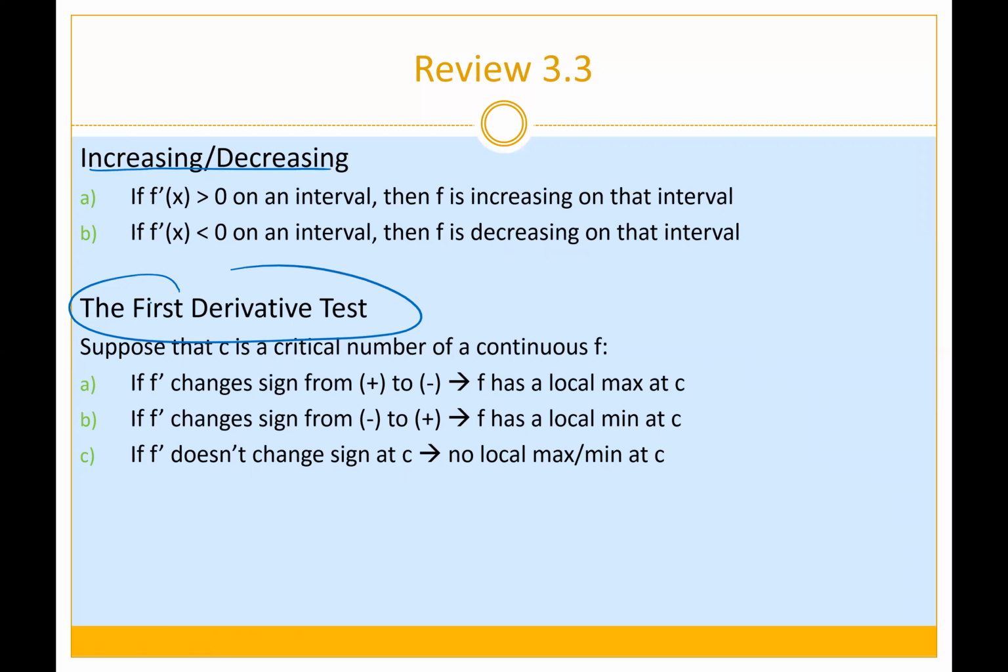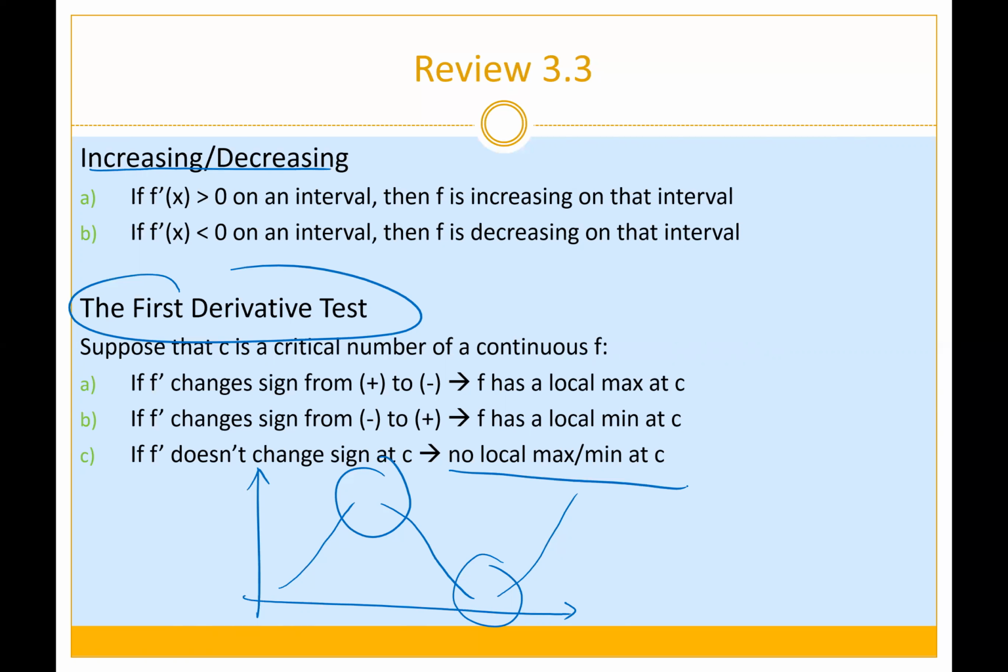If f prime changes sign from positive to negative, f has a local maximum. It's easy if you don't try to memorize this and just graph it out. When f prime is positive, it's increasing, and then decreasing, so this top gives you the maximum. The other way around, if you go from a negative slope to a positive slope, there is definitely a minimum there. And if it doesn't change sign at all, even though it's a critical number, we conclude there's no local maximum or minimum at c.